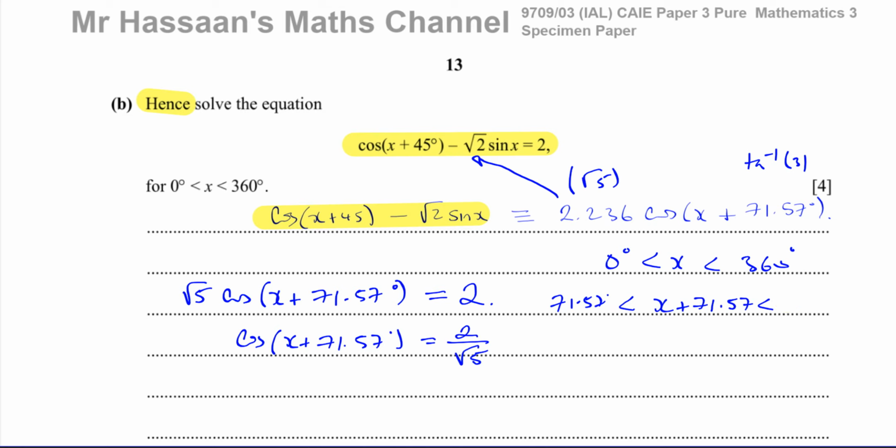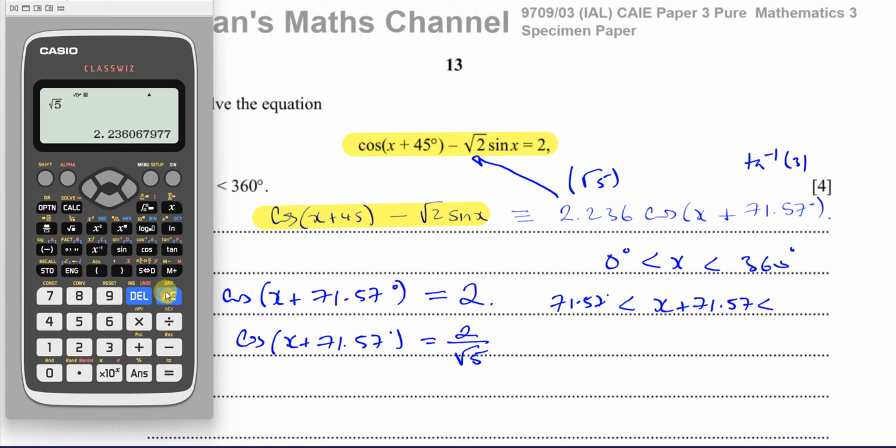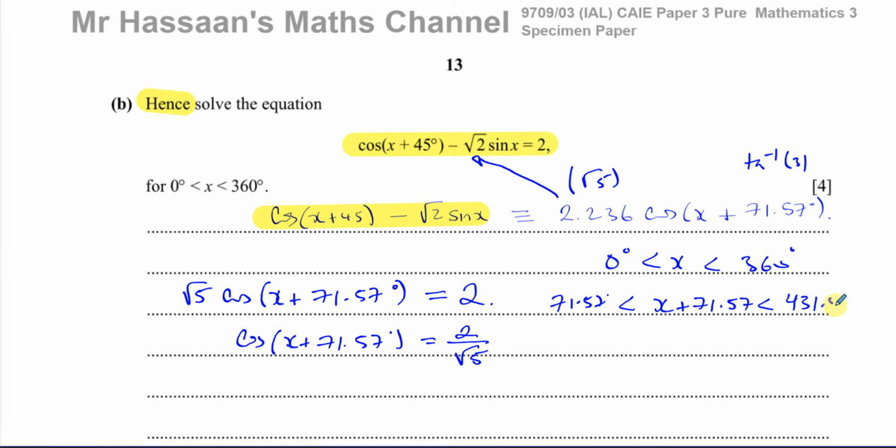331.5. So let's just make sure: 360 plus 71.57, which gives you 431.57 degrees. So now that means the range of the angles that I need to find, when I find the inverse cosine of this ratio, they have to be between these values.